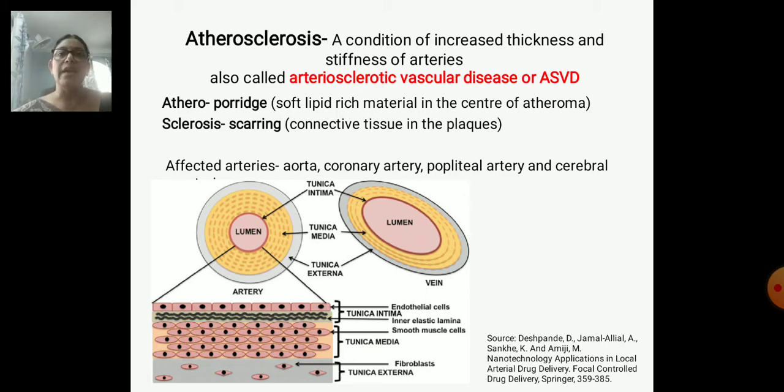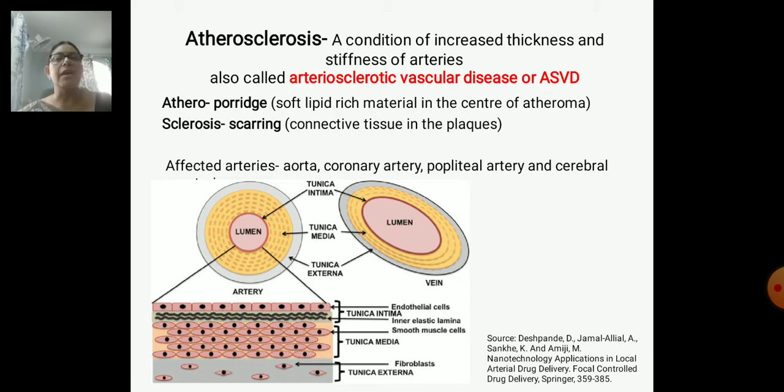Now in this atherosclerosis, it is usually the arteries that get affected. Whether it is the aorta, the coronary artery, or the popliteal artery. What is the popliteal artery? It is located behind your knee. That is another region where a block takes place. And then the cerebral artery. Now, what happens if atherosclerosis is there? Why are people so scared?